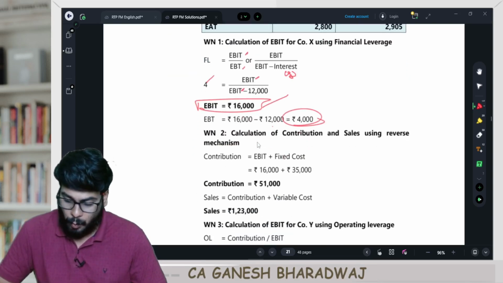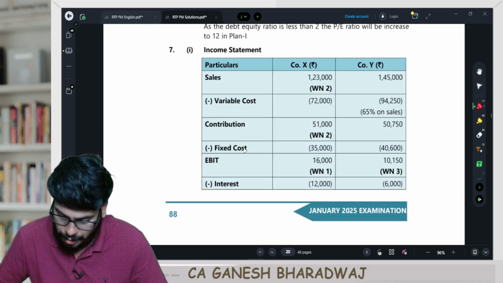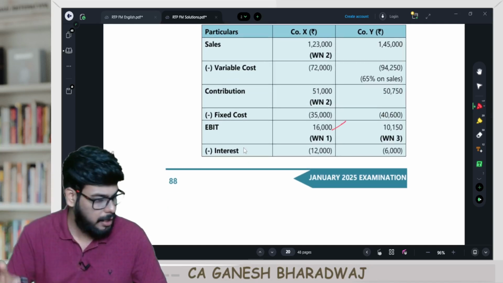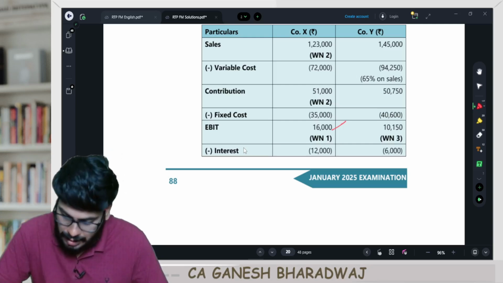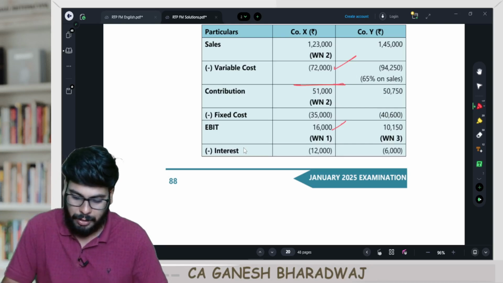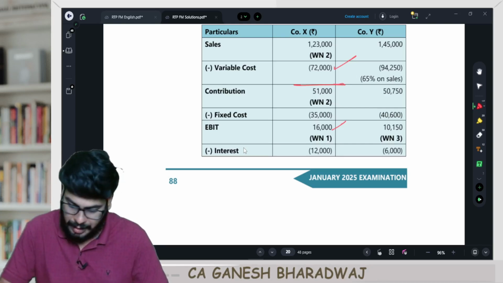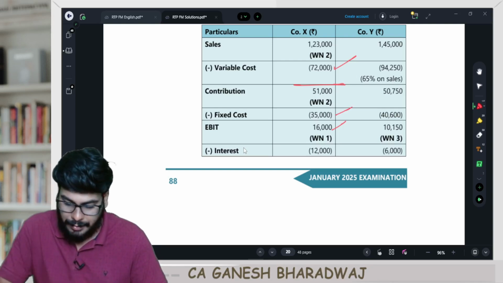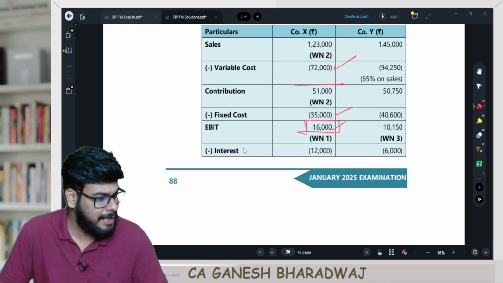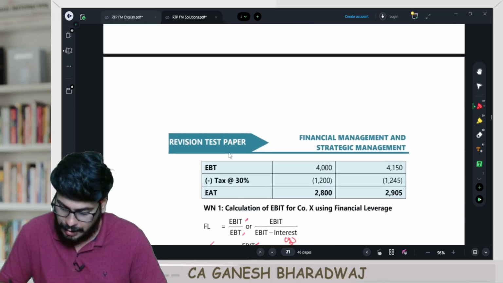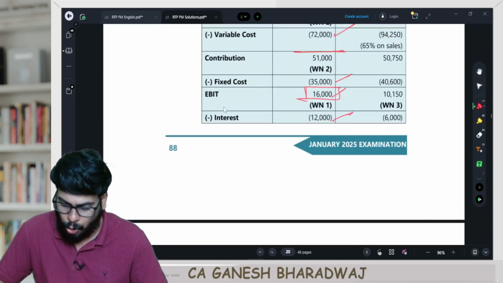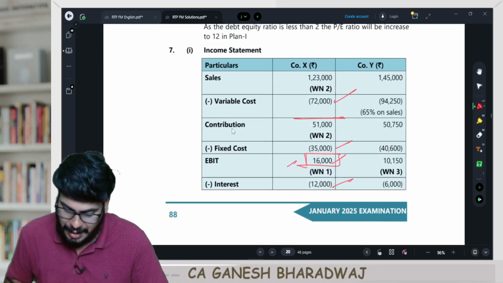Now once we have calculated this, you can put it here. EBIT is going to be 16,000. Now you can plug in the figures given in the question. Sales figure wasn't given, right? Variable cost figure was given in the question. Sales minus variable cost gives you contribution. Contribution minus fixed cost, the fixed cost figure is also given, gives you EBIT. EBIT we just found out. Minus interest of 12,000, given in the question, gives you EBT, right? Minus tax rate 30% on this, you get your EAT.